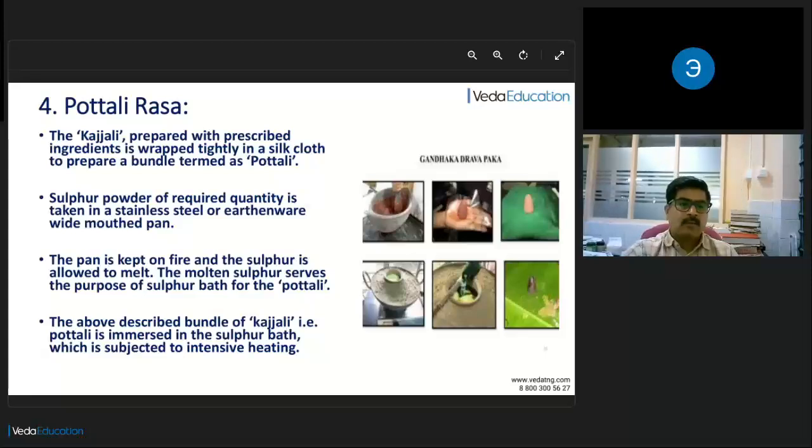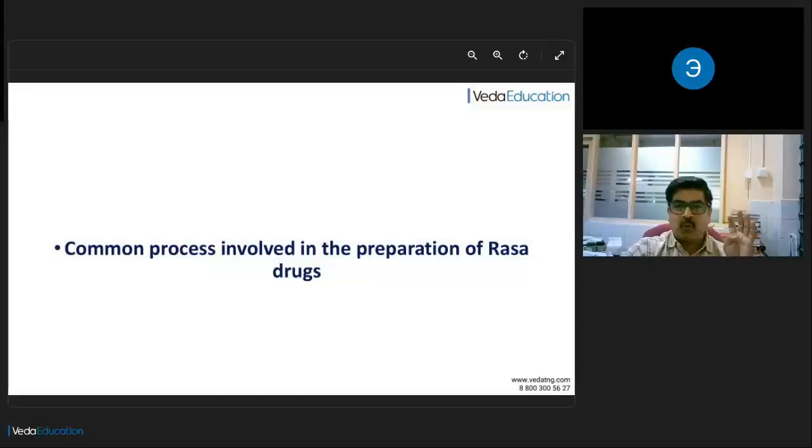Okay? So the bottle which contains sulfur will be subjected to heat, and this bolus will be cooked by immersing it inside the sulfur. Okay? So now these are the 4 common varieties.